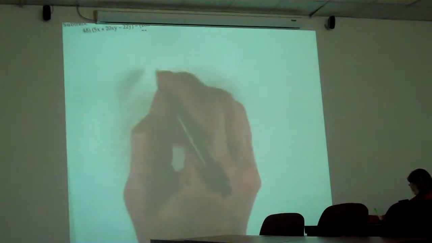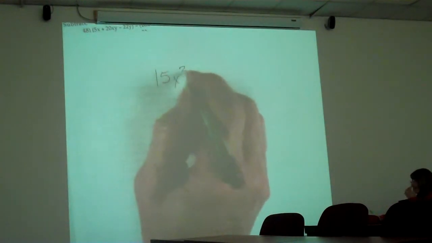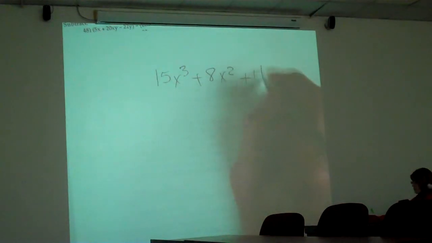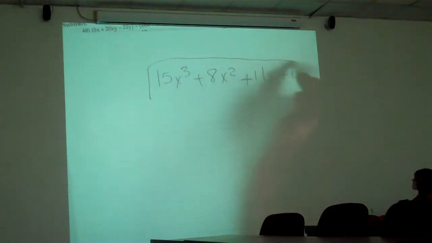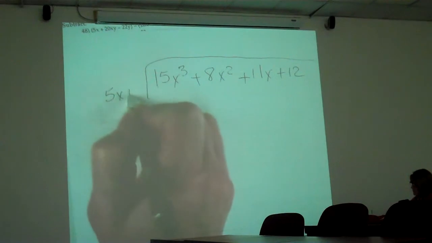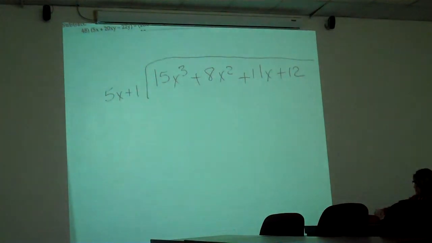Number 43. Okay. There's no missing terms, but there's a lot of terms. You have 15x to the 3rd plus 8x squared plus 11x plus 12. You're dividing that by 5x plus 1. That wasn't enough homework. But it looks hard enough, right?